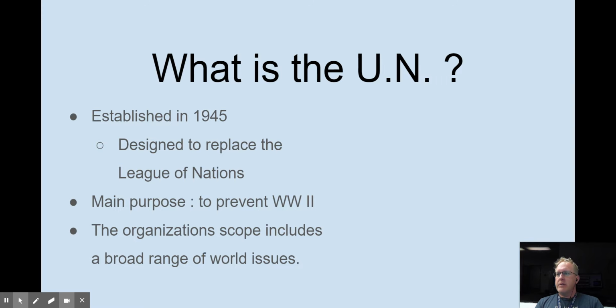Now, the main purpose, and I had a little typo, is actually not to prevent World War II, it's to prevent World War III. And that is why the UN exists. It's an organization that includes a broad range of issues, but basically it's bringing all the world governments together in one entity to work things out so that there's a peaceful resolution to whatever problem might be presented.